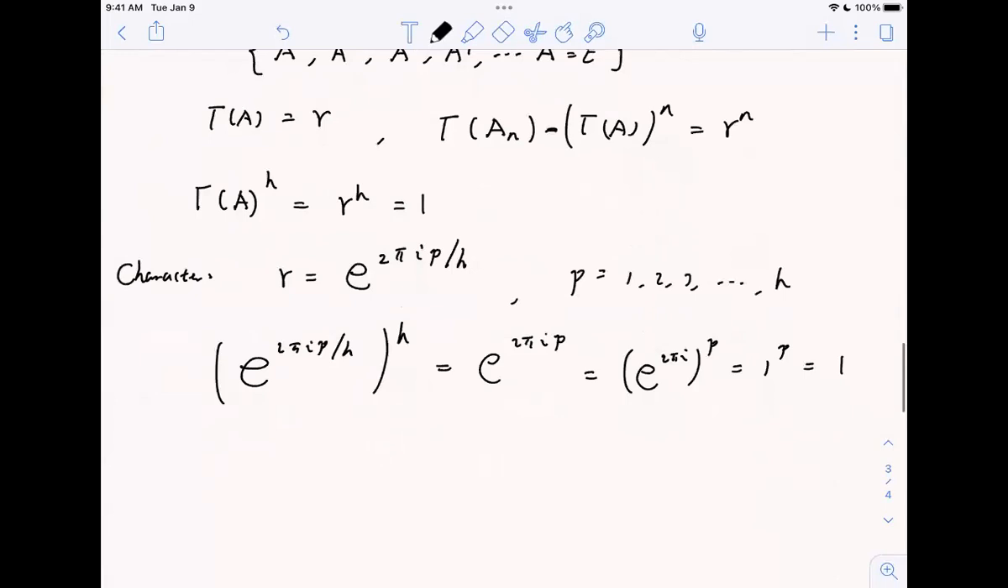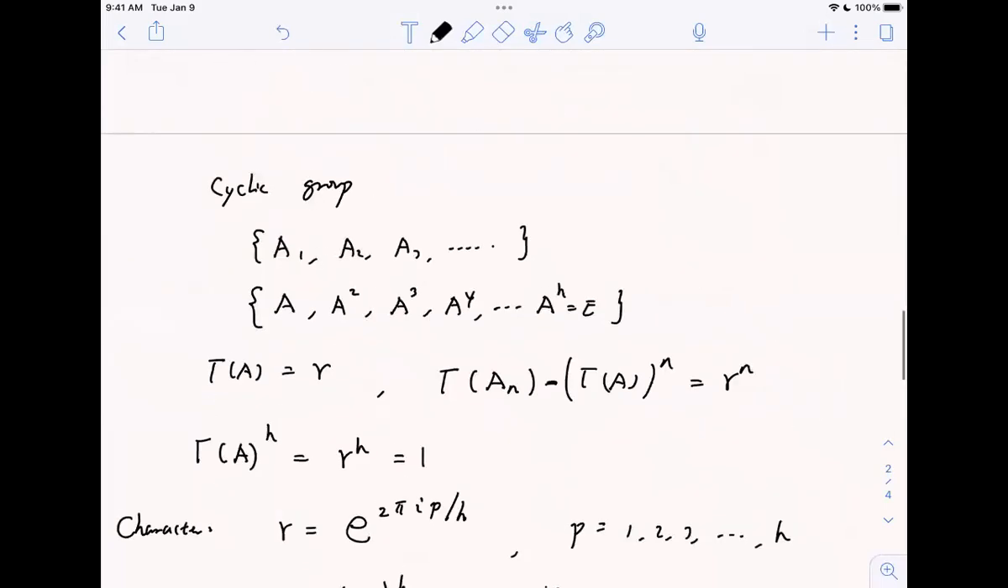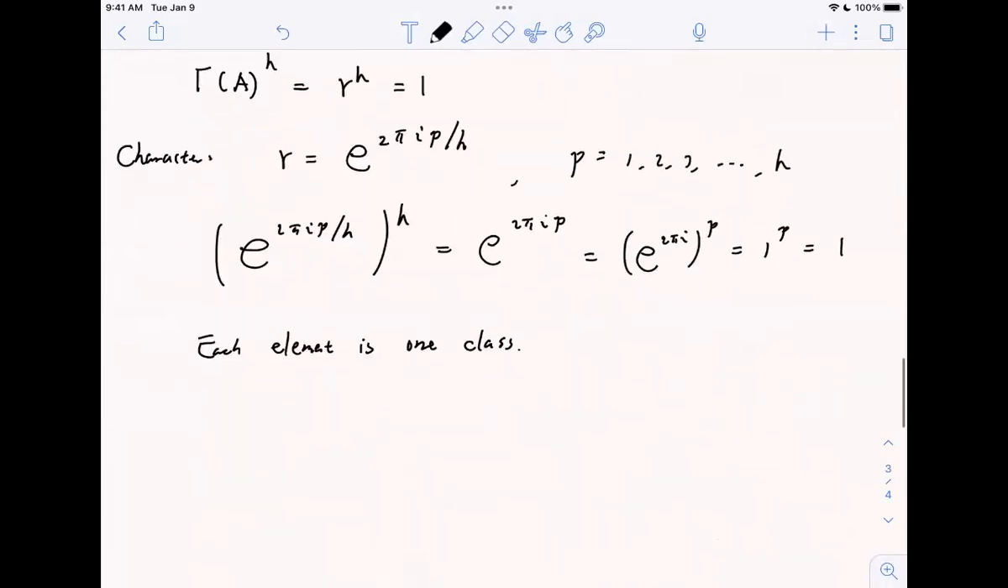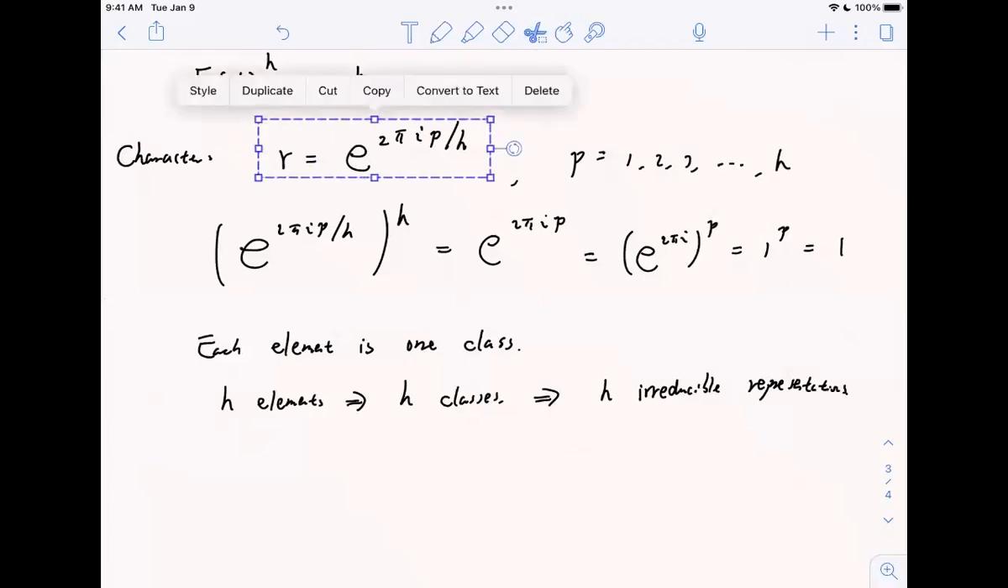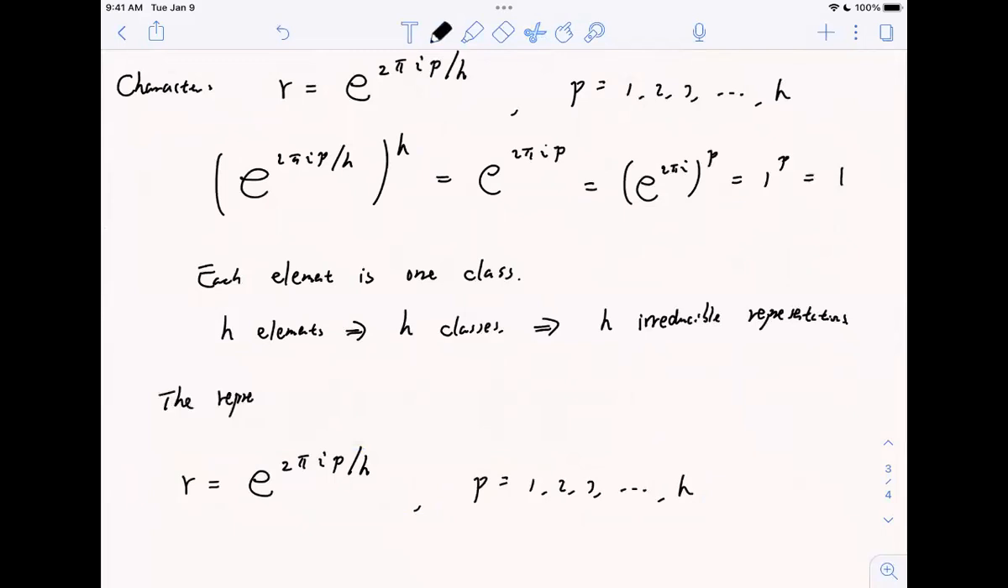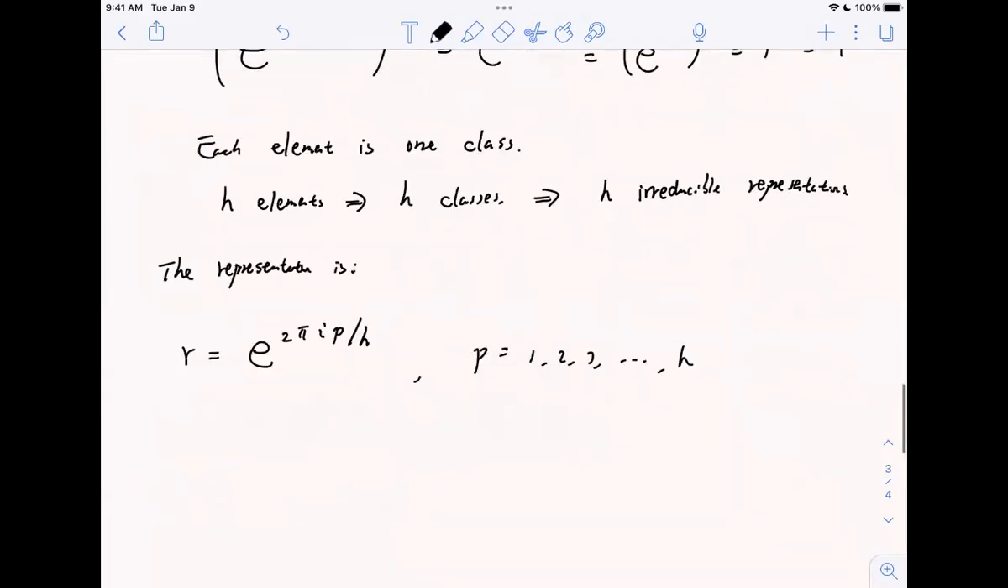So in this case, each element is one class, because it's a cyclic group. A cyclic group is an abelian group. So each element here is a class, which means h classes. And what does that mean? That means h irreducible representations. And what are these representations? The representation is this.